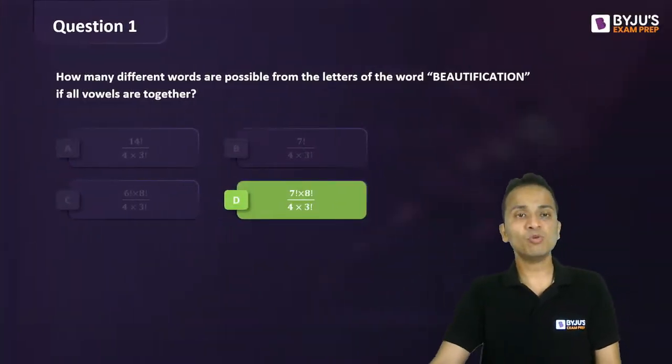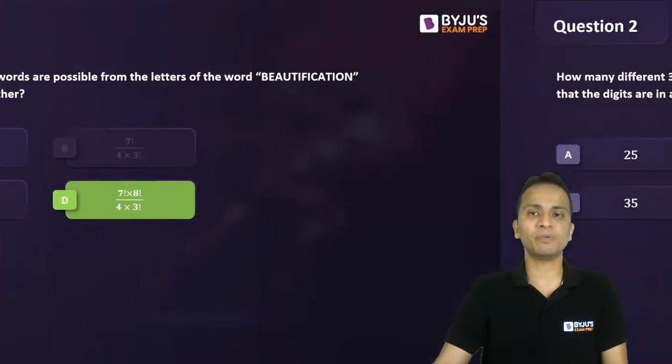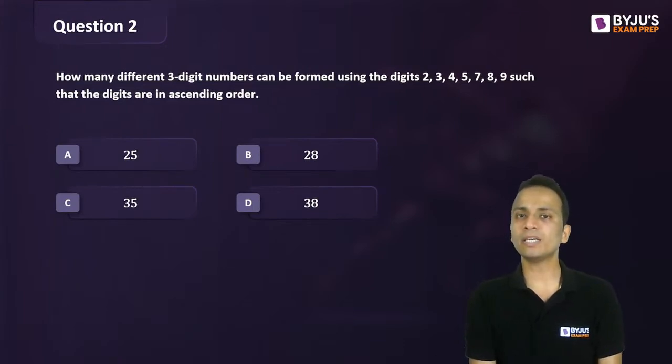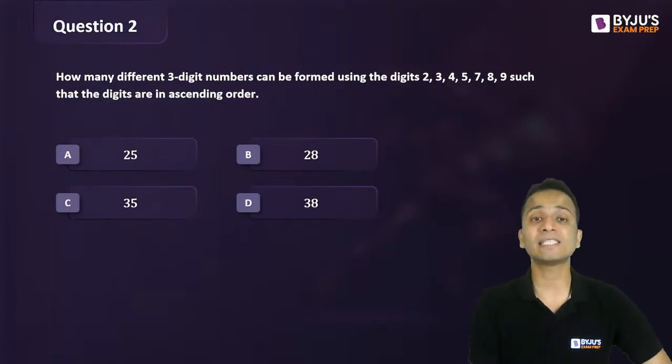All right, let's move on and look at the next question, question number 2. Now, question number 2 is: how many different 3-digit numbers can be formed using the digits 2, 3, 4, 5, 7, 8, 9, such that the digits are in ascending order?